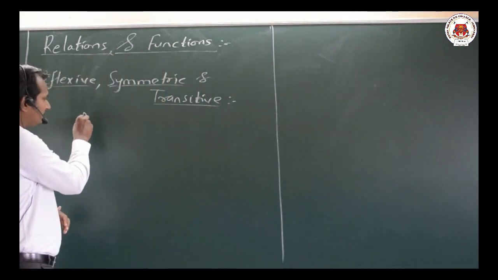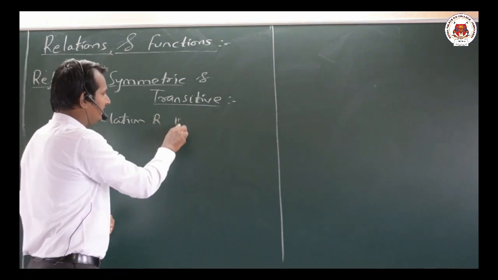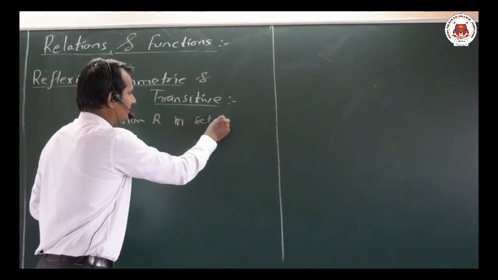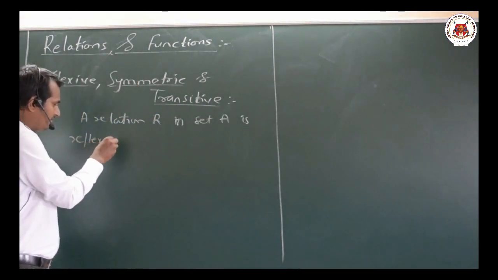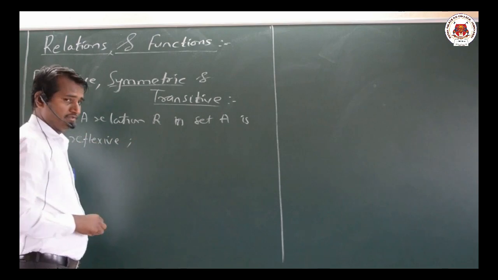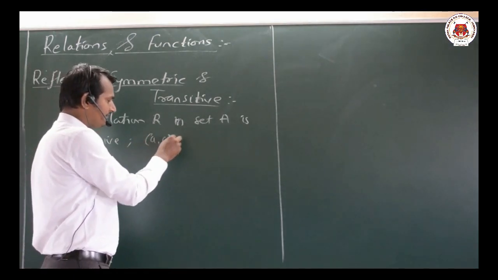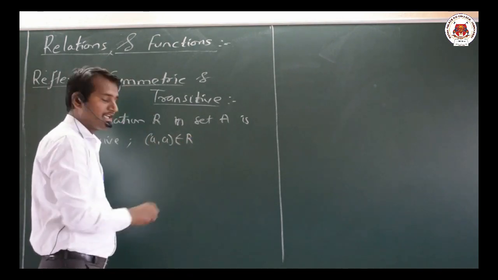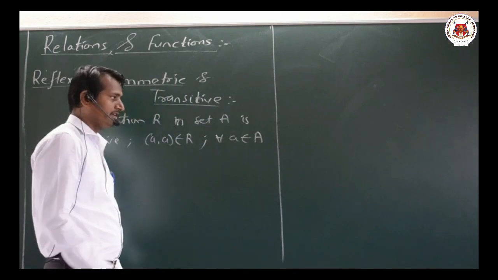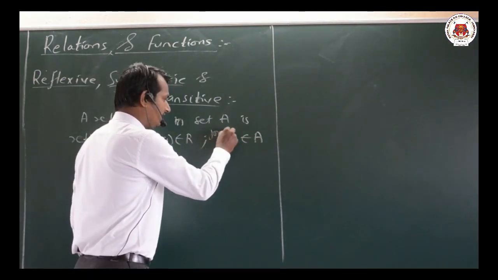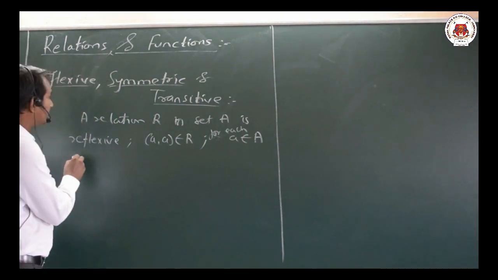A relation R in a set A is reflexive when (a, a) belongs to R for all a belongs to the set A. That is, for each a belongs to A.